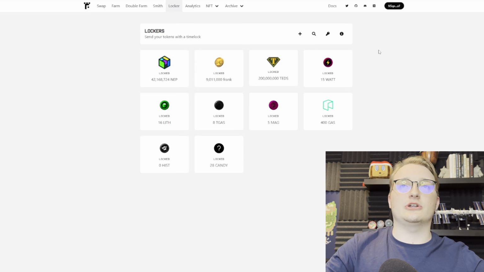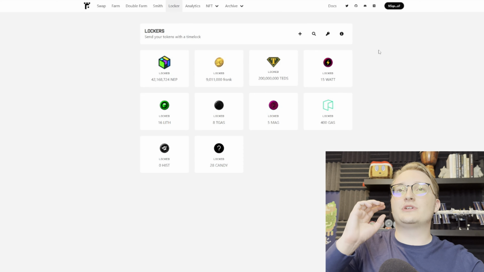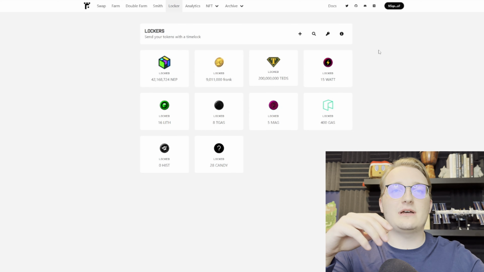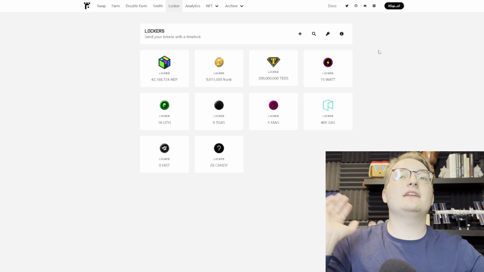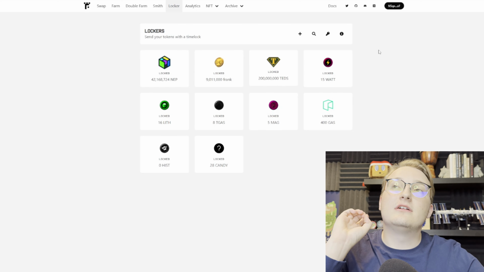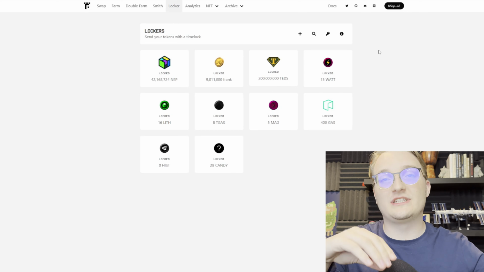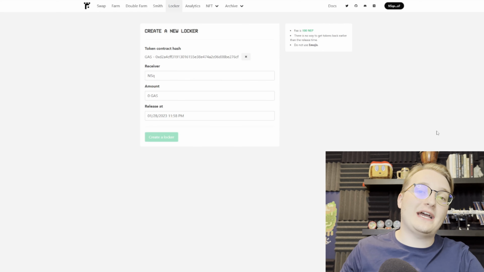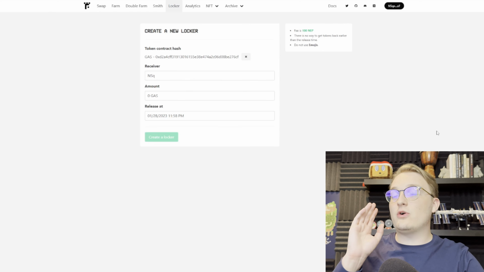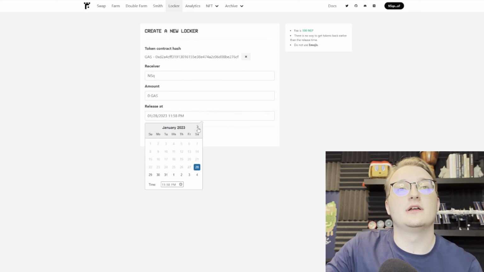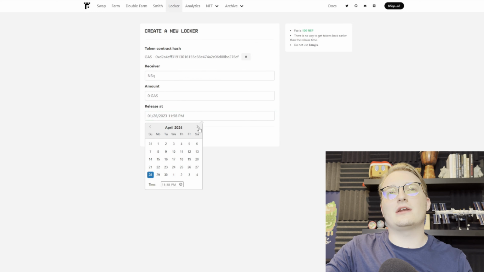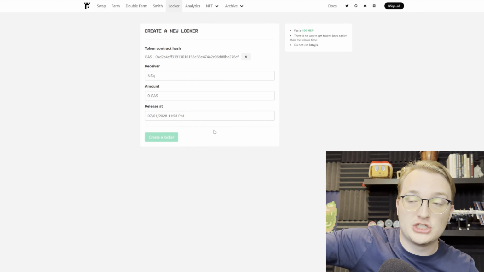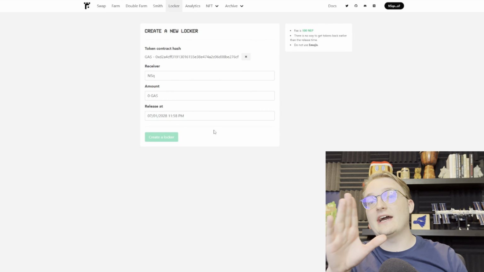Next, we're going to go with Locker. What Locker is, you can send your tokens with a time lock. What does that mean? Say, for example, you want to send 10 gas to a friend, but you want this friend to hold on to this gas for 4 years. You can send your gas token, say I send my 10 gas to my friend, and say I don't want them to access it until, okay, not fully 4 years, but far in the future, 2028, July 1st. I don't want my friend touching this gas until then.